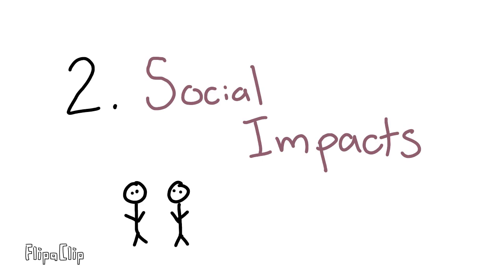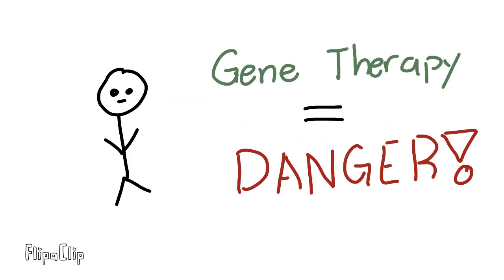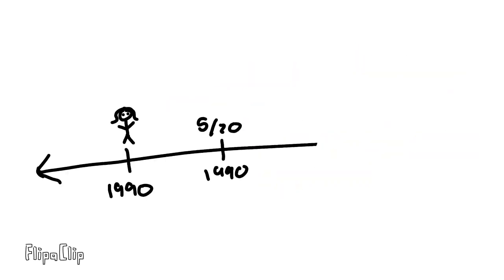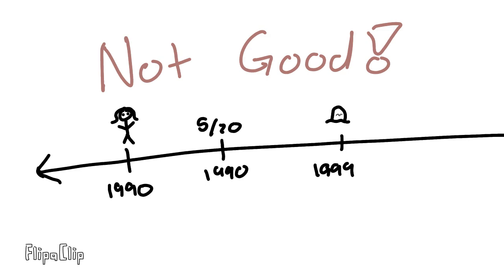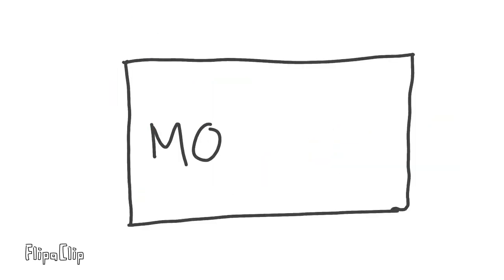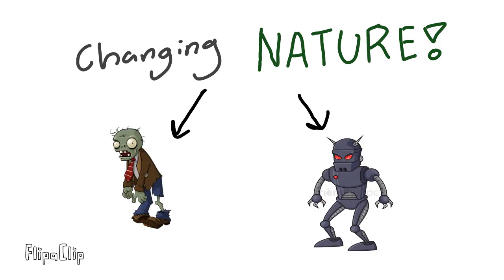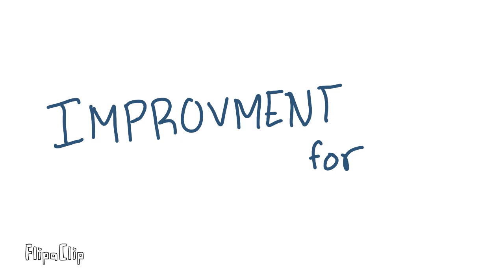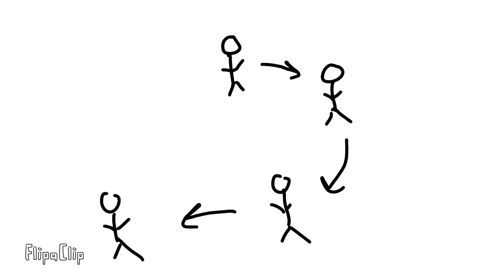The second category is social impacts. Many people believe that gene therapy is dangerous because the previous situations didn't go so well. They also raise ethical questions related to tampering with human nature. I mean, if you've seen enough movies, you know that changing Mother Nature doesn't end well. But it could also lead to improvement for future generations.